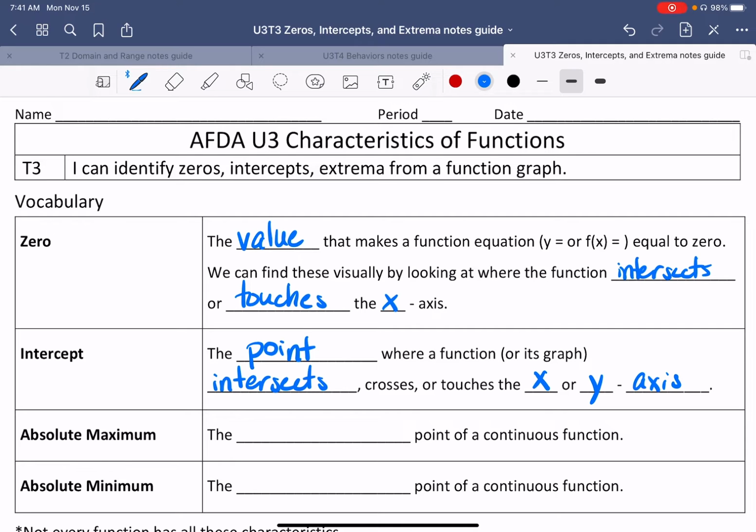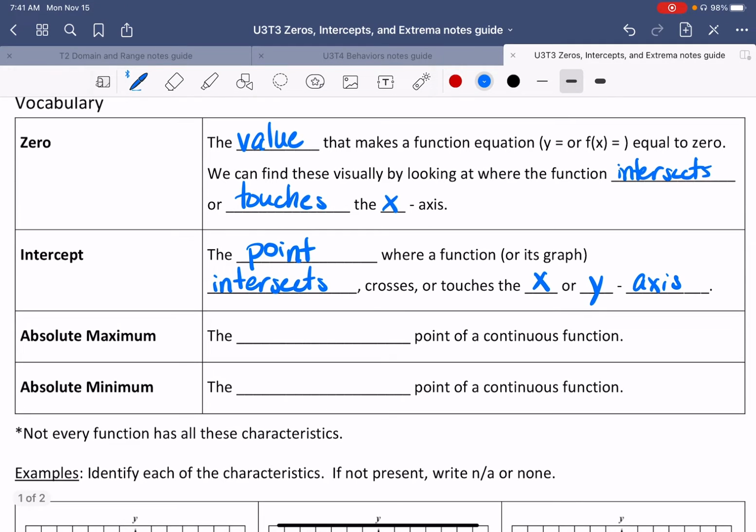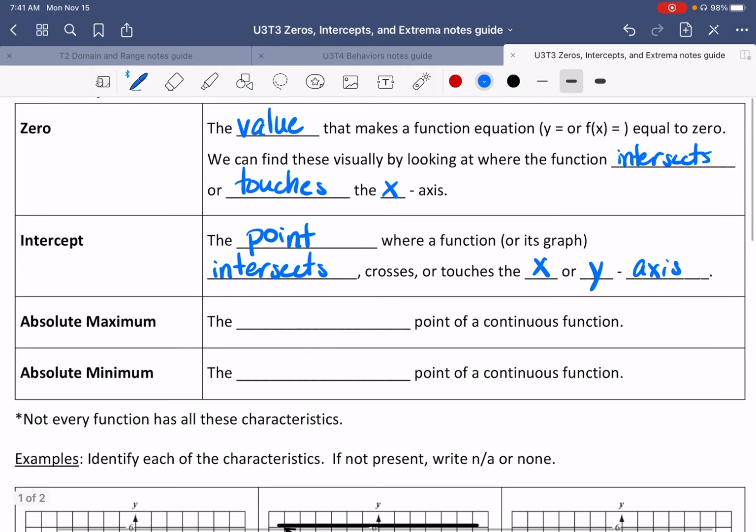All right, we've also talked about maximum and minimum before, but when we were talking about them, we were talking about them in terms of values. Now we're looking at them visually in terms of the graph. So an absolute maximum represents the highest point of a continuous function. The absolute minimum then represents the lowest point of a continuous function. Keep in mind that not every function is going to have all of these characteristics. So some of them may have all, some of them only may have some of them.